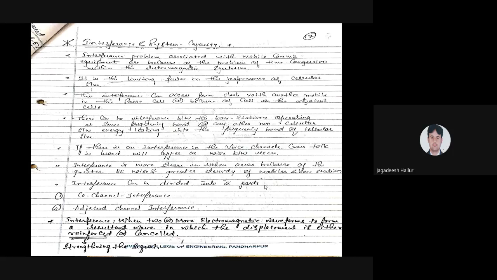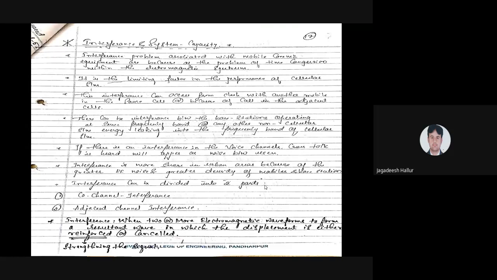One is co-channel interference. Second is adjacent channel interference. Write this down. Two types of interference. One is co-channel interference, C-O-C-H-A-N-N-E-L. Second is adjacent channel interference.